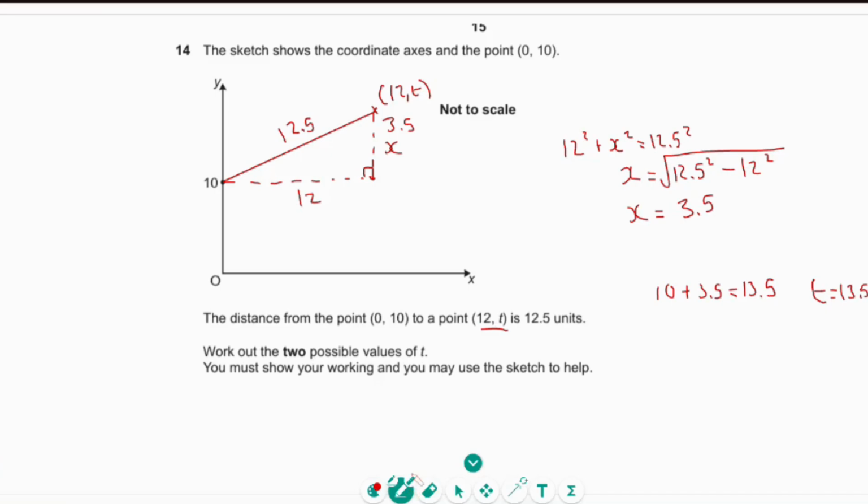Now to consider the other one, well, it could have been a right angle triangle here. So that distance is 3.5. But we know the distance there is 10. So 10 minus 3.5 could give you the other value, which is 6.5.